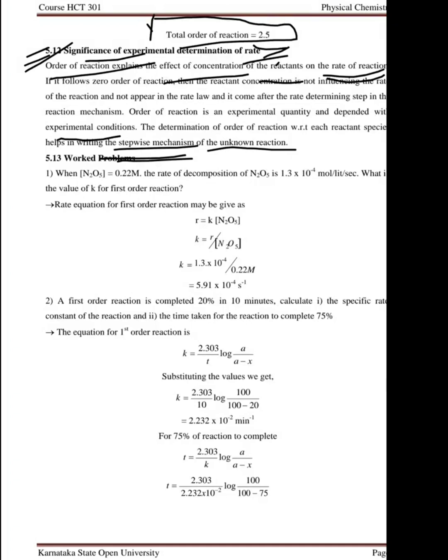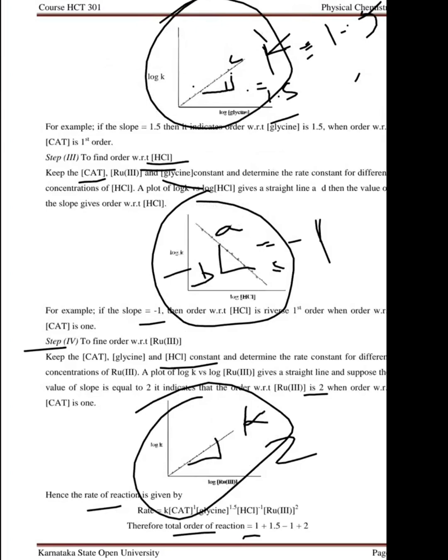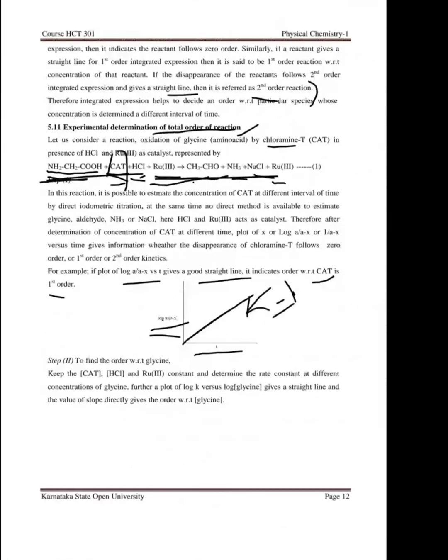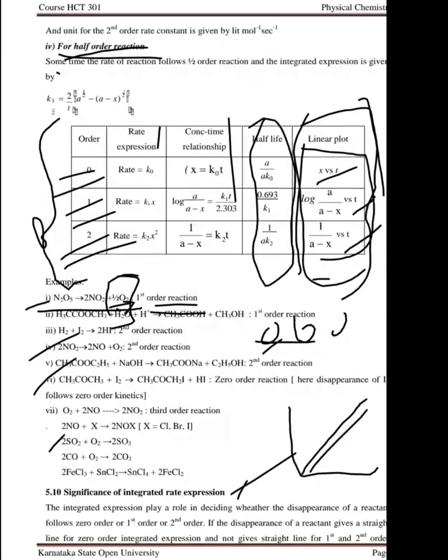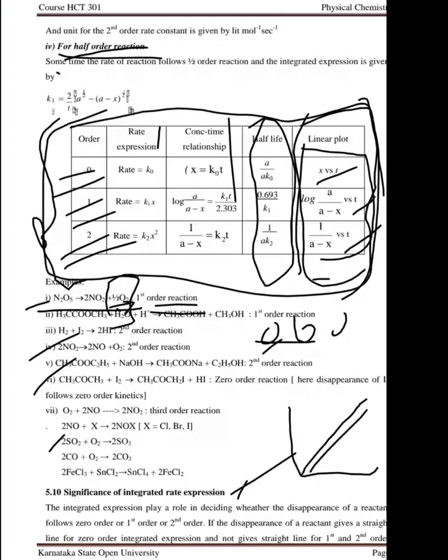Further, some problems are there. For example, the same as what I explained in the derivation, you are going to apply. This is very important. You should know this tabular column for the rate or order: zero order, first order, and second order, and their half life and the linear plot. This table is important to read.